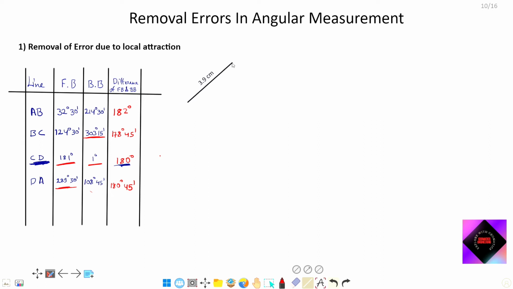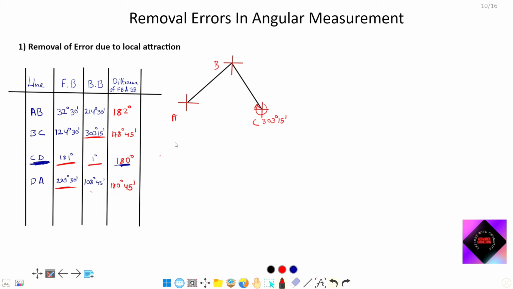I am making again a rough figure. Back bearing of BC is correct. Let's make the north arrow. It is a rough diagram. So let's see, A, B, C. Back bearing of BC is correct. Means this reading is correct. From C, this reading is correct. That is 303 degree 15 minutes.